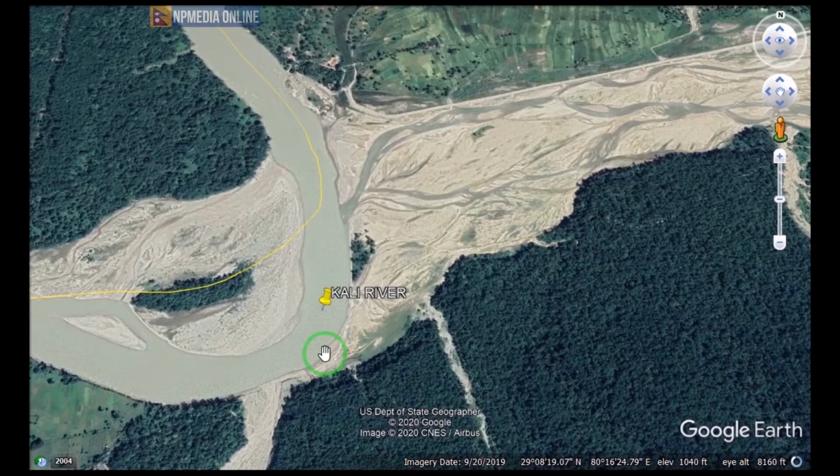It is also known as the Mahakali River or Sarda River. Kali, Mahakali River in Nepal and Sarda River in India. It is long and is the main river.